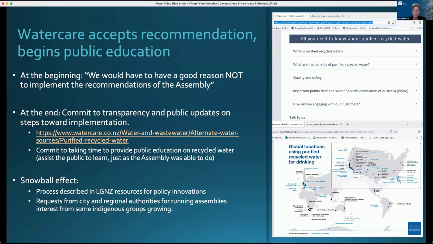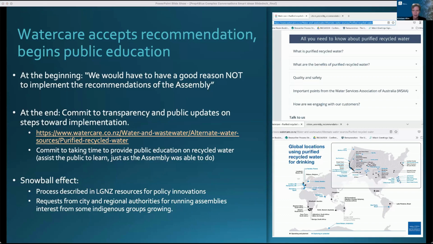So one of the things we haven't talked about yet is the sort of media around this. The assembly itself had some coverage. The WaterCare results and acceptance of the recommendations had coverage, and this was all part of needing to ensure that transparency around the process. And so very quickly thereafter, WaterCare started to build up a website around what purified recycled water means, to make that available to the public.